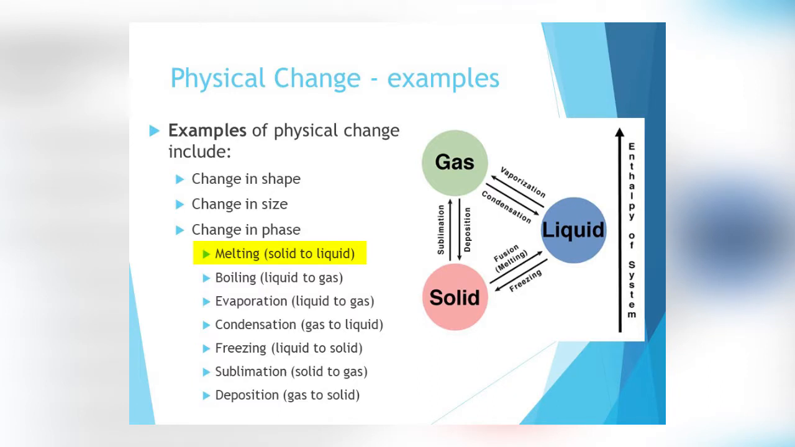For example, we have ice being melted into liquid or water. You have boiling from liquid to gas. You also have evaporation from liquid to gas. And you have condensation, gas to liquid. We can also have freezing, which is from a liquid to a solid. Sublimation, which is the process of changing from a solid to a gas. And lastly, we have deposition, which is a change from a gas directly to a solid.